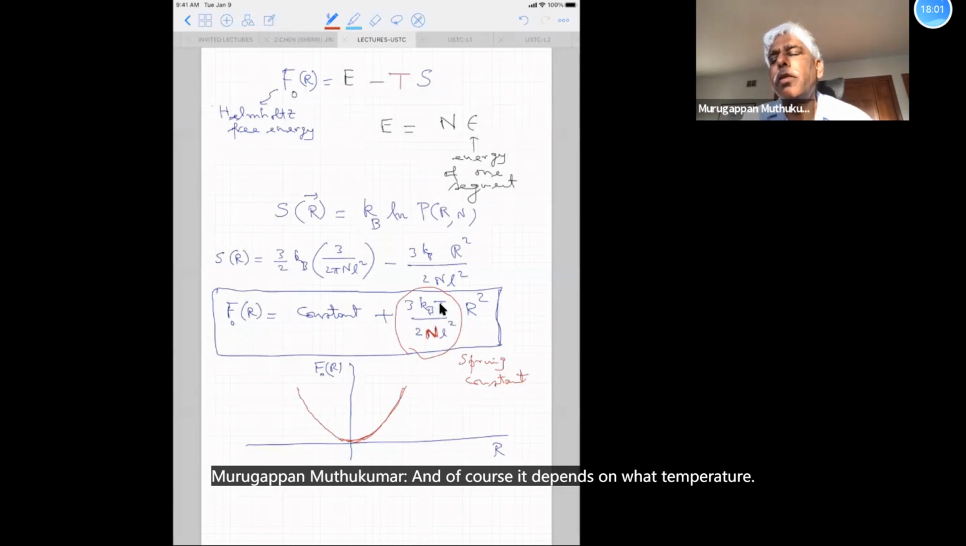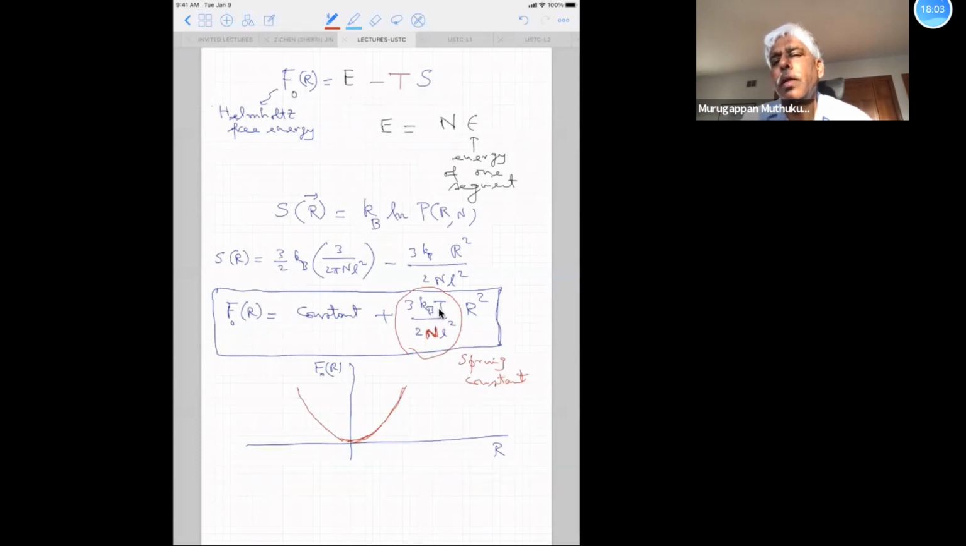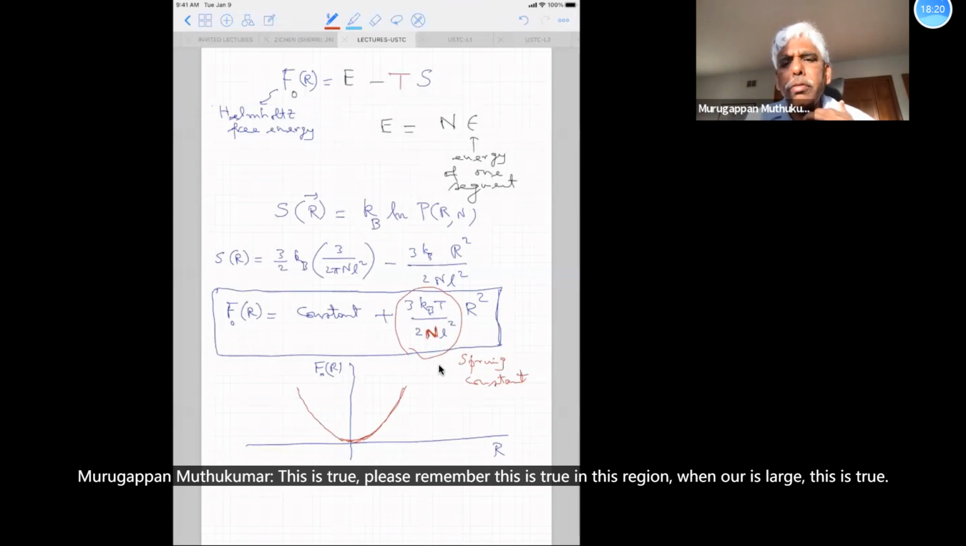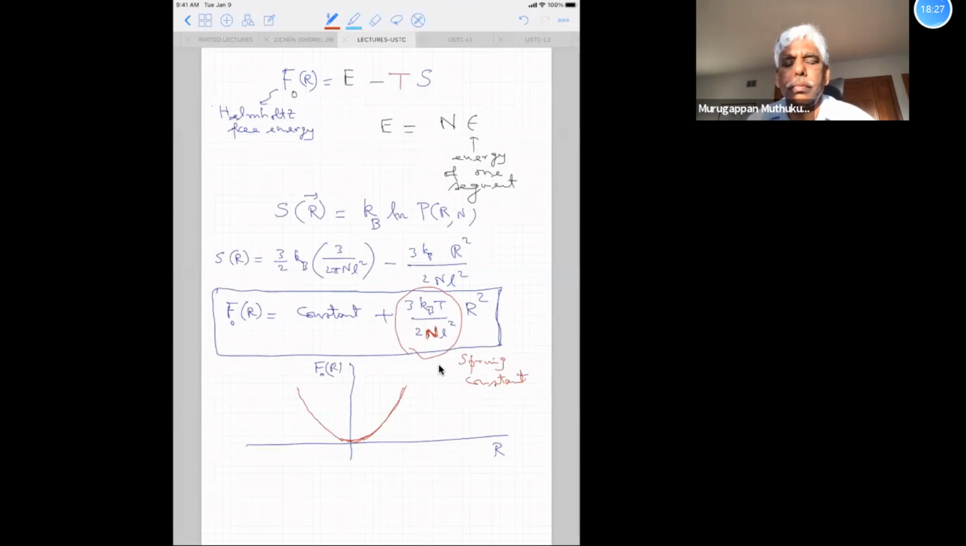And of course, it depends upon temperature. As you can imagine, when you increase the temperature, the monomers can move easier, therefore it can stretch easier. That is not a surprise. But the important consequence of this formula is the spring constant is 1 over N. Please remember this is true in this region, when R is large.